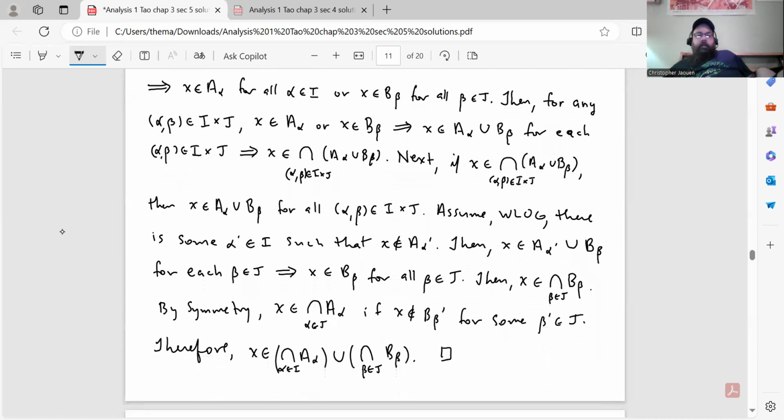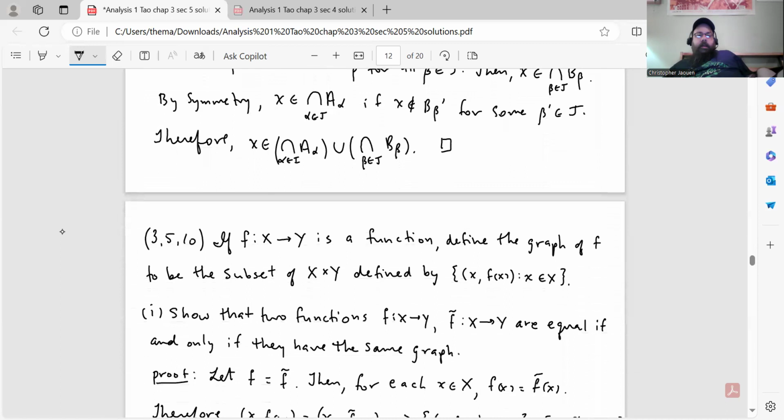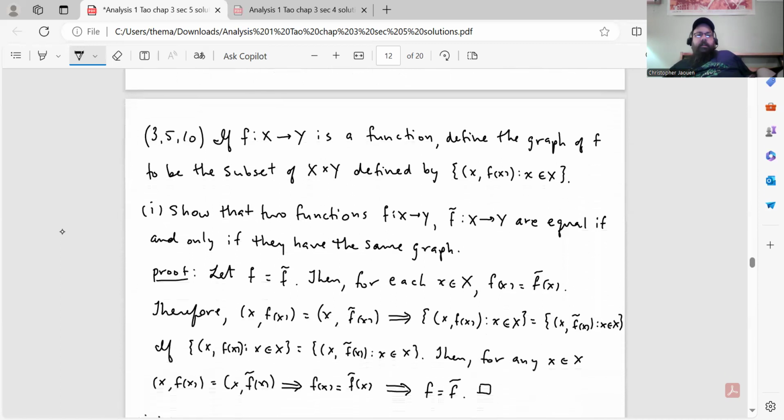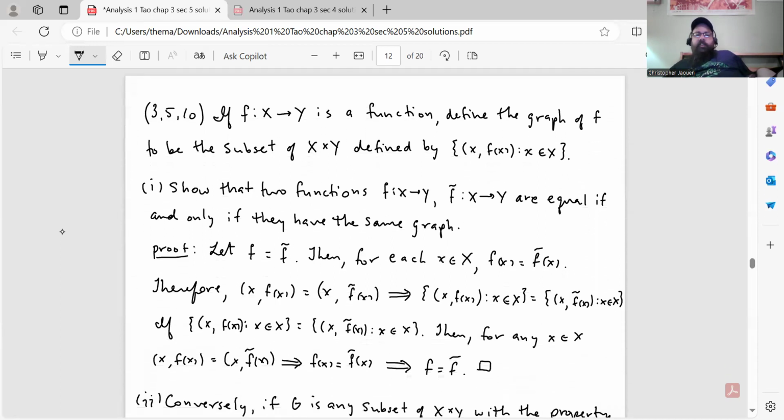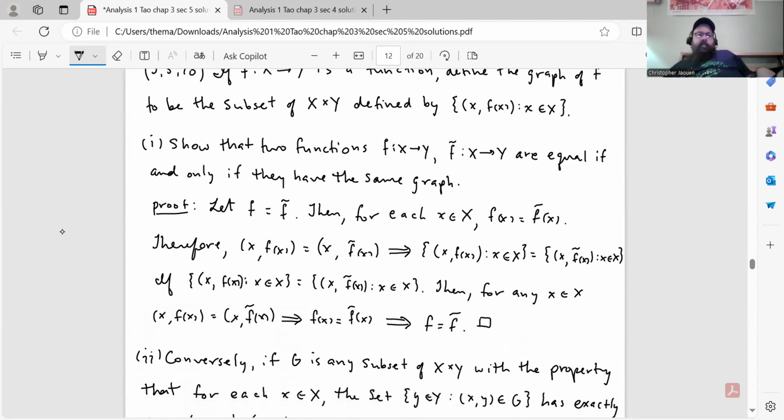Okay, and let's see, 3.5.10. If f from X to Y is a function, define the graph of f to be the subset of X×Y defined by the set of all ordered pairs (x, f(x)), where x is an element of X. There are a few parts to this. Part one says show that two functions f from X to Y and f̃ from X to Y are equal if and only if they have the same graph.